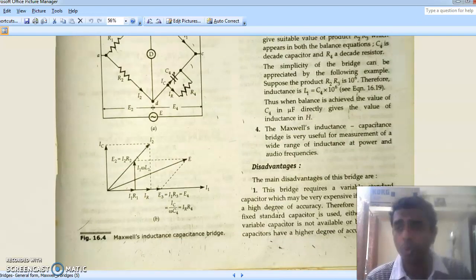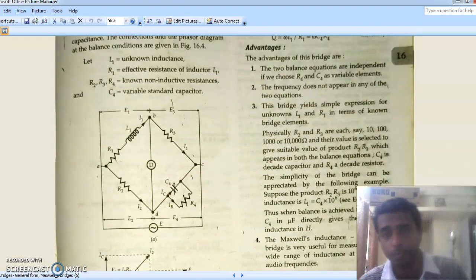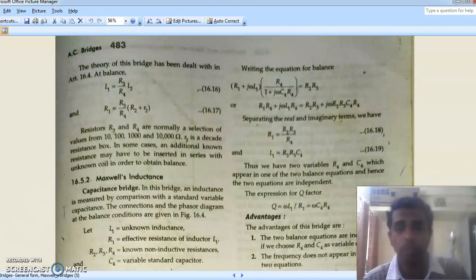Now if you go back to the calculation, we know the basic equation, that is Z1 multiplied by Z4 is equal to Z2 multiplied by Z3. So Z2 is nothing but R2 and Z3 is nothing but R3 here, and Z1 is actually the series combination of resistance R1 and inductance with reactance j omega L1. So R1 plus j omega L1 multiplied by the parallel combination of resistance R4 and C4. So this is the resultant. So this is my balance equation.